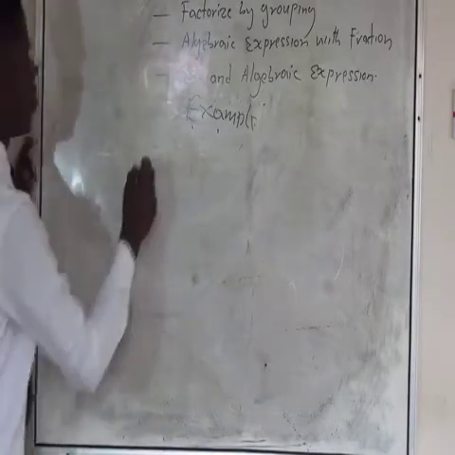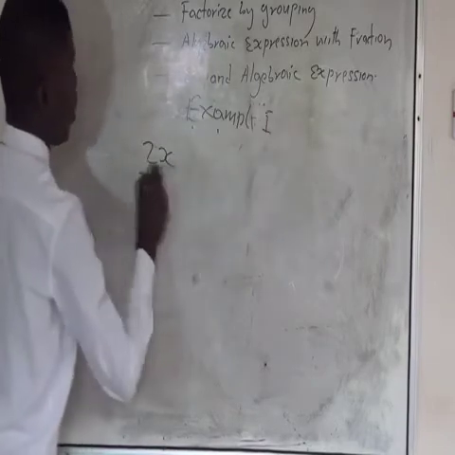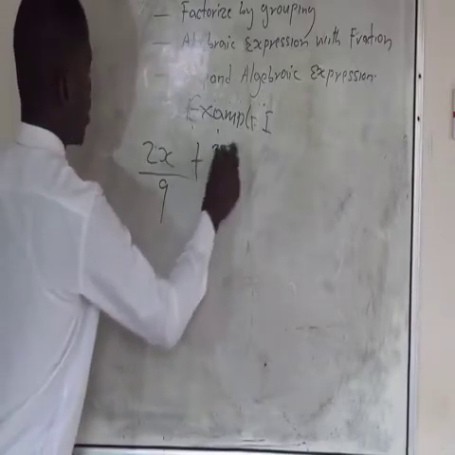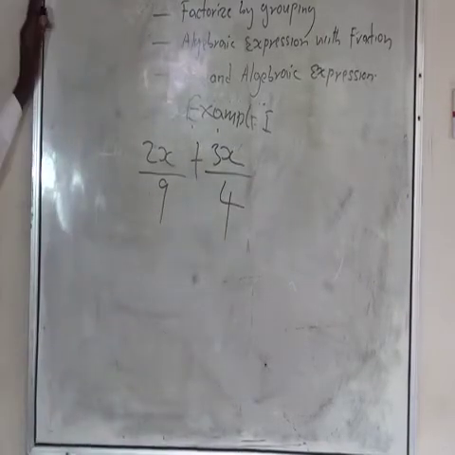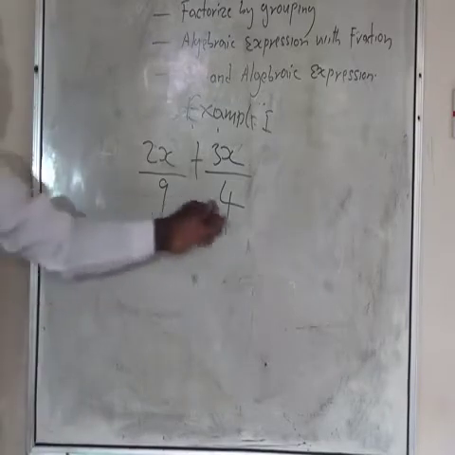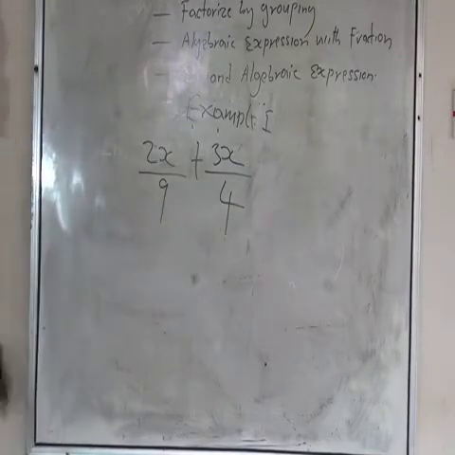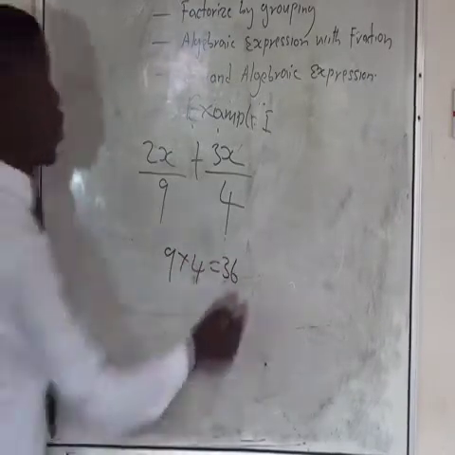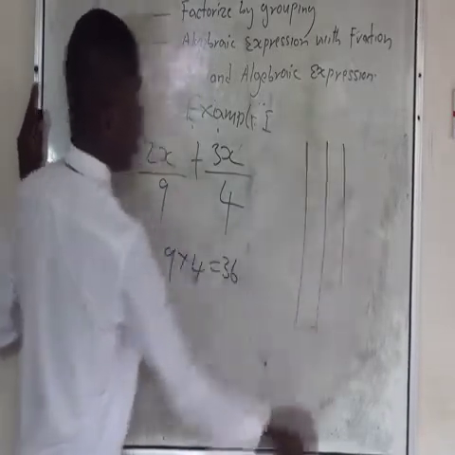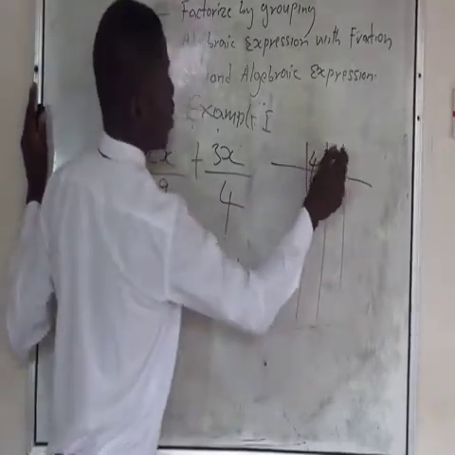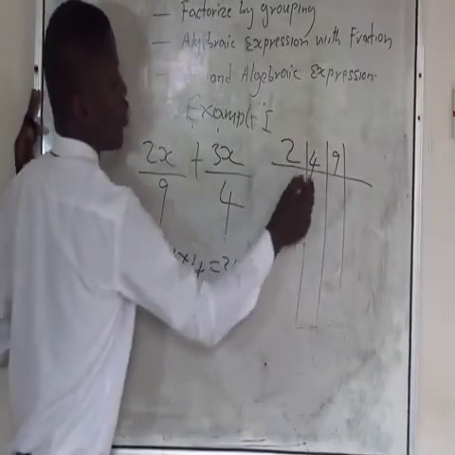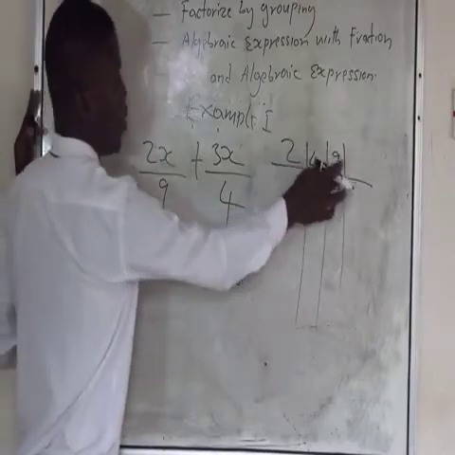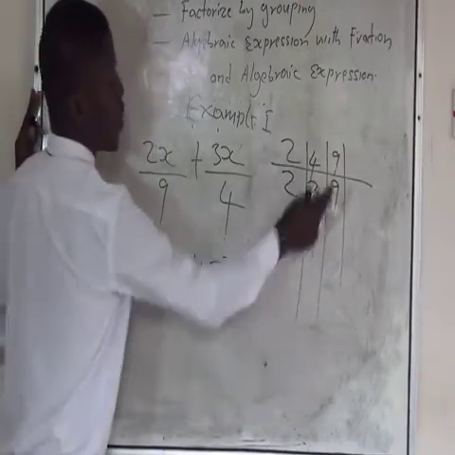Example 1. 2x all over 9 plus 3x all over 4. What do we do now? We look for the LCM of the denominators. You can do 9 times 4 to give you 36, or you go the normal way of finding LCM. 4 here, 9 here. 2 can go to give me 2. You bring down 9 because 2 cannot divide 9. 2 can go to give you 1. 2 cannot divide 9. Bring down 9.